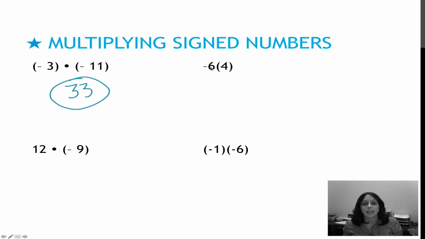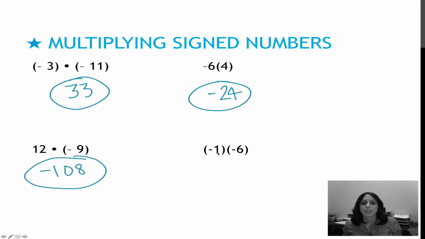For my second one, again, I'm just going to take 6 times 4 as I normally would, which is 24. And then I'm going to look at the negatives. There's one negative and one without, which means they don't match up, and my answer is negative 24. For my third, 12 times negative 9, again, I'm going to multiply 12 times 9 as I normally would, which is 108. And then I'm going to look at the negatives. Positive times a negative is a negative.